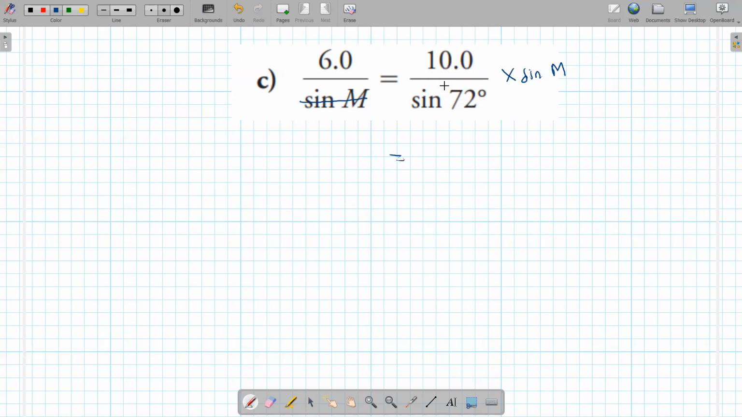I guess we could evaluate what 10 over sine this is, right? So we have 6 there, and then 10 divided by sine 72, that is 10.5 times sine m. How do we solve this equation for m? You divide. Which guy on both sides?